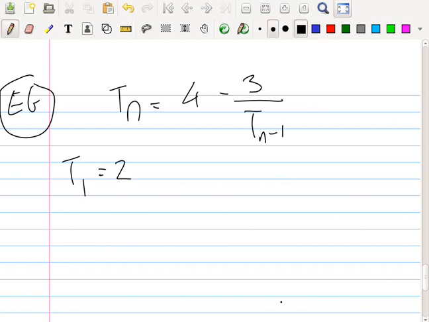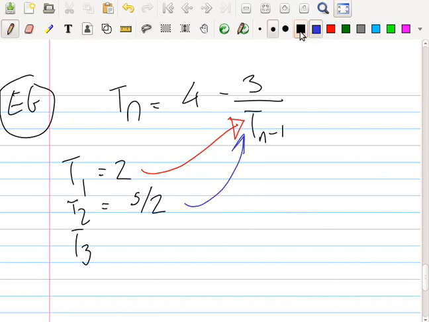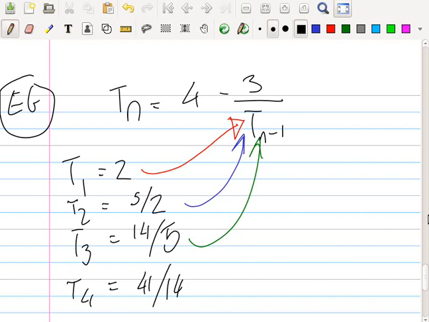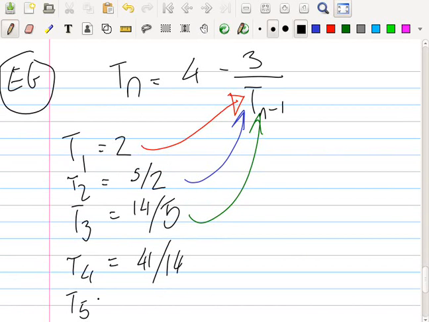Now, what do we do to get the next term? We put 2 in here, and when you do that, you should get 5 over 2. And then how do I get the next term? Put 5 over 2 in here, and you'll get 14 over 5. Then put 14 over 5 in there, and you'll get 41 over 14. And so on. So the next one would be 122 over 41.